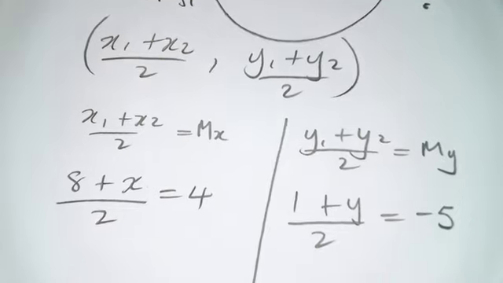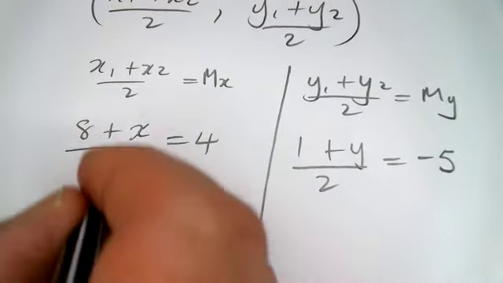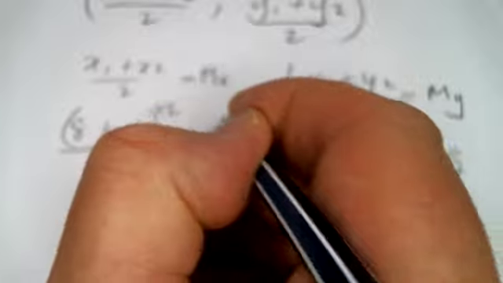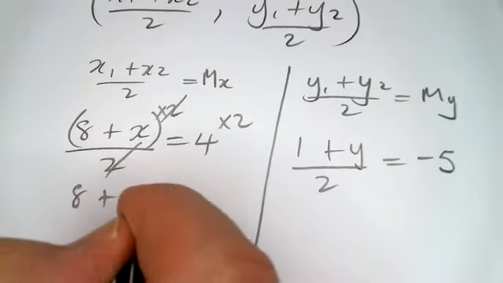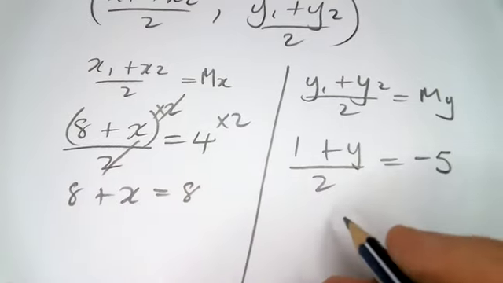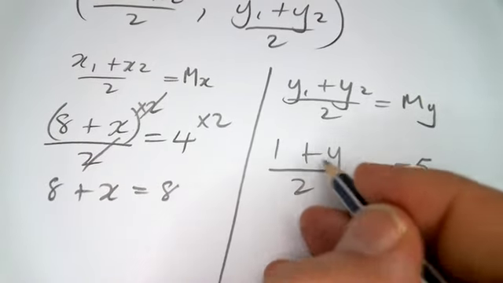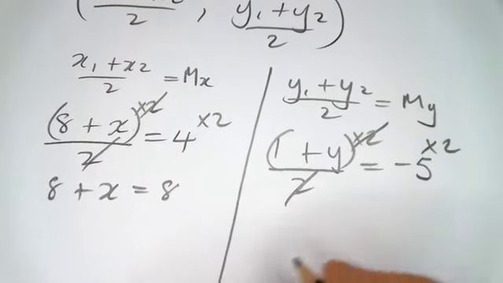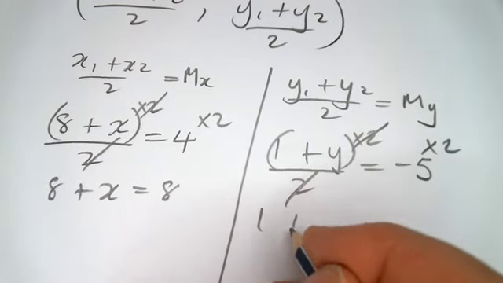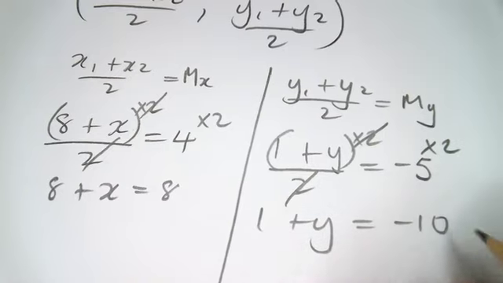All right, so now we can go ahead and calculate quite simply, multiplying both sides by 2. So we've got 8 plus x is equal to 8. On this side here, we're going to have 1 plus y. We're going to multiply both sides by 2. So we've got 1 plus y is equal to -10.